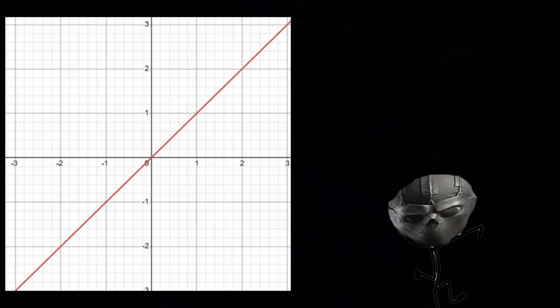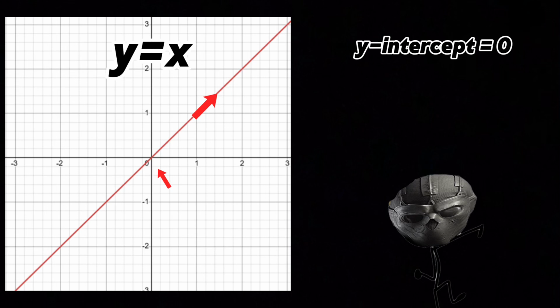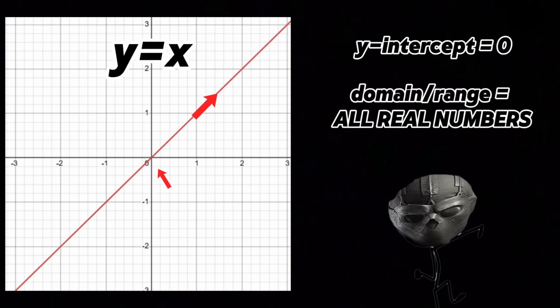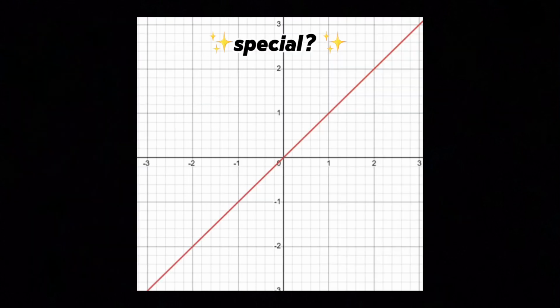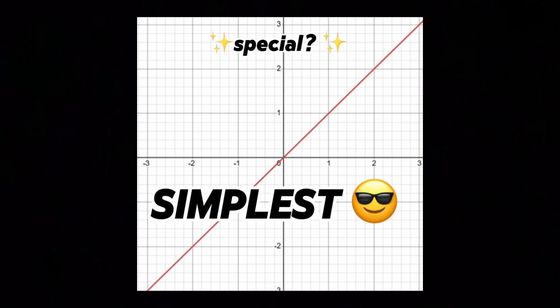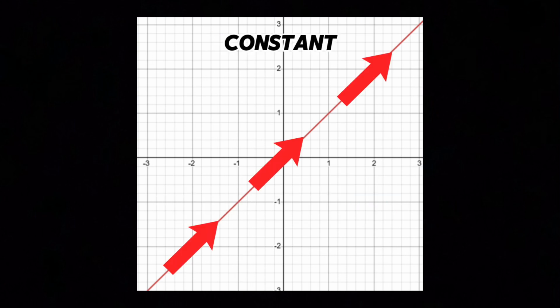This is the classic y = x equation. The graph is a straight line that passes through the origin. It has a y-intercept at 0, and the domain and range are both all real numbers. What makes it special? It's the simplest, and it shows a constant rate of change.